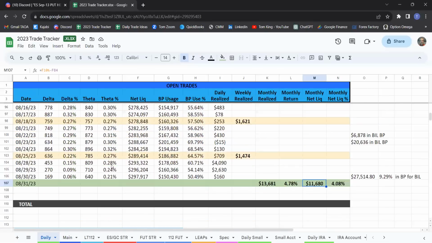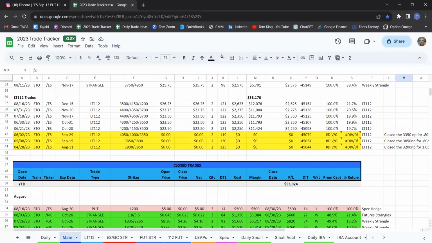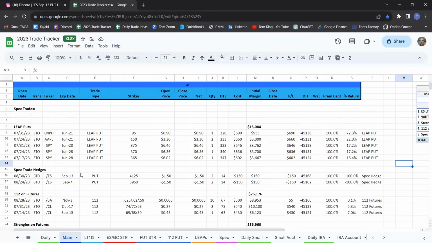Okay, so we've got the daily tab, which is where I'm entering all of my delta and theta from the portfolio. Then I enter my net liq and my buying power usage. I calculate it here, but it should match the trading platform, which it does. And then my daily pluses and minuses. Today will be the last day of the month. So we'll see how we end up today. Right now, there's nothing closing. So we're all good.